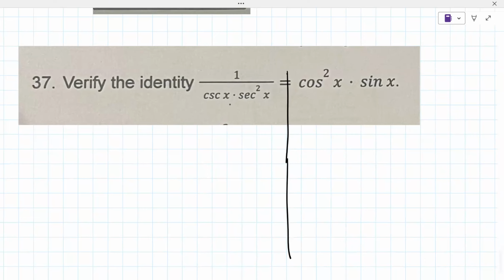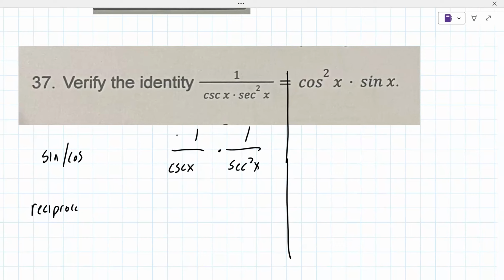Now there's a bunch of strategies. I'll sort of give you one. One is just to break it apart like this and turn everything into a sine or a cosine. So from the reciprocal identities, you know that 1 over cosecant is really sine x, and 1 over secant squared is really cosine squared x. Now it's the same. Some teachers want you to flip the order. But that's it for this one.